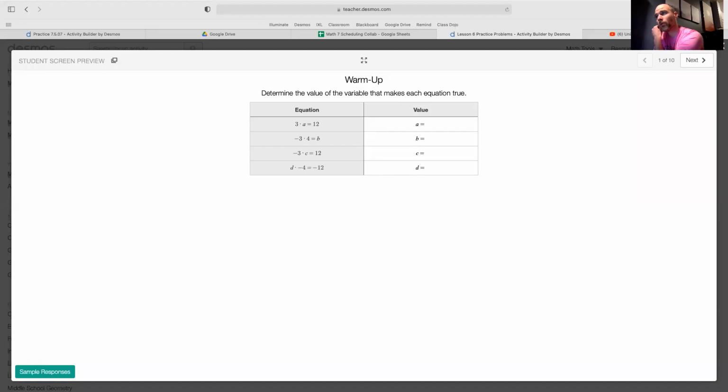Hey everyone, let's do these Unit 5 Lesson 6 practice problems together. And so we're starting with this warm-up screen. It says, determine the value of the variable that makes each equation true. In our next unit, which we're going to start in a few weeks, we're actually going to learn the real process for doing this. I don't want to get into that just yet, to be perfectly honest. I'd prefer that we just try to fill in the blanks based on our knowledge of multiplication and division facts.